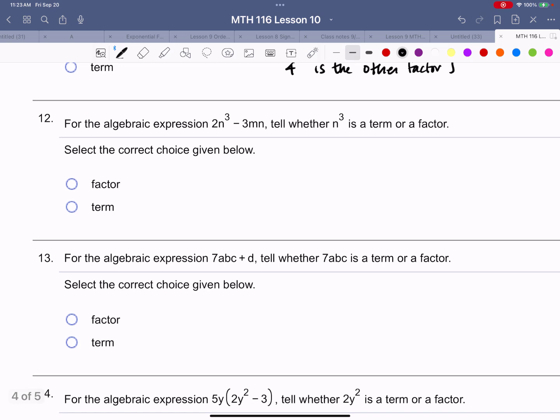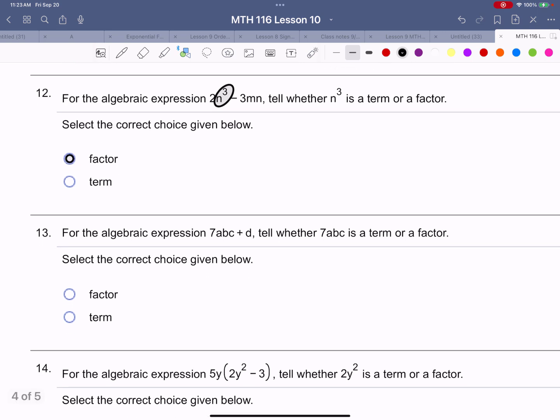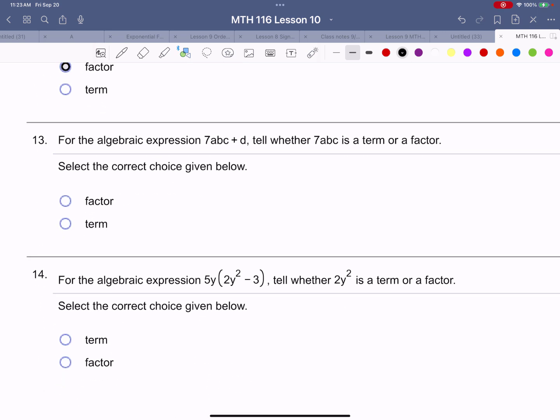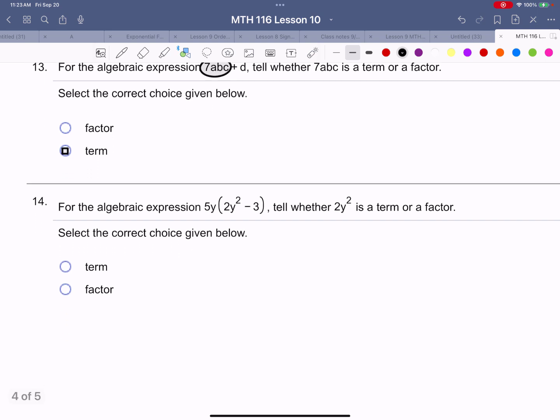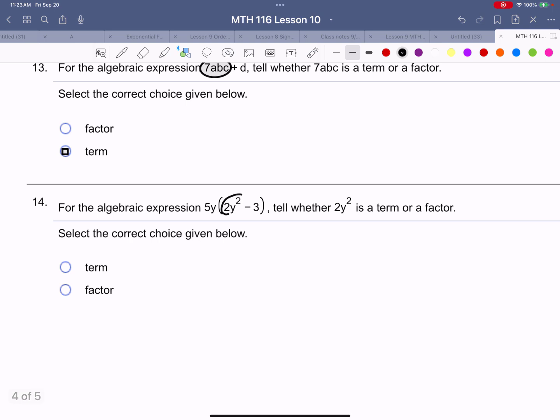Example 12. Is y to the third a term or factor? I think we had one almost just like this. Look, y to the third again is part of it. It's going to be a factor because it's multiplied. 7abc plus d. Well, that's the whole thing. So that's a term. And number 14, 2y squared. 2y squared is the whole thing. So it is going to be also a term.